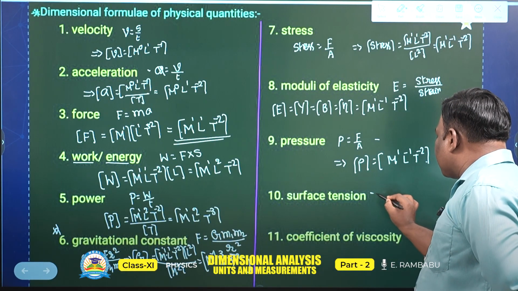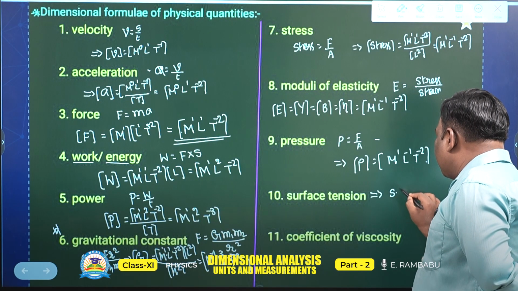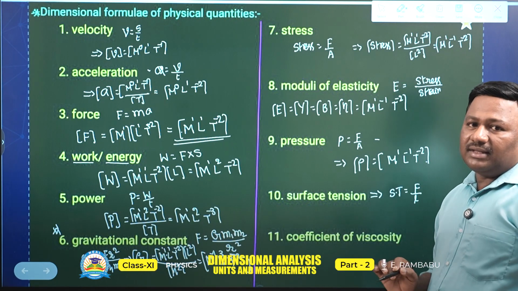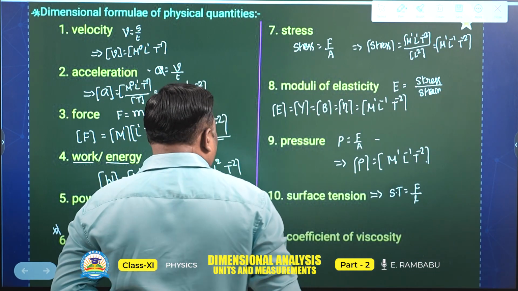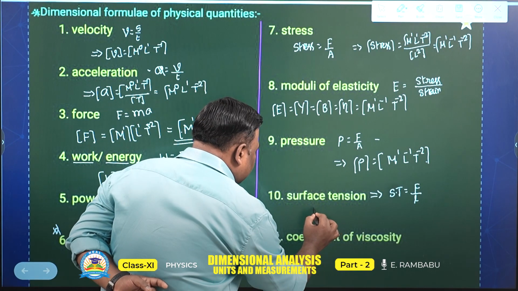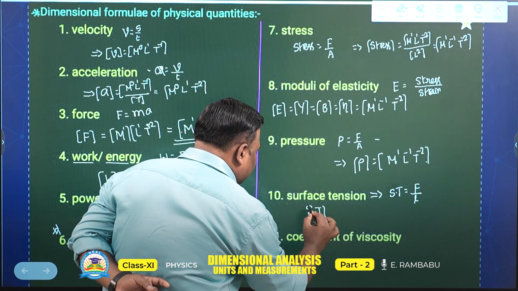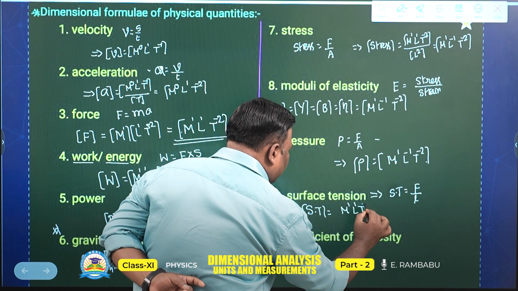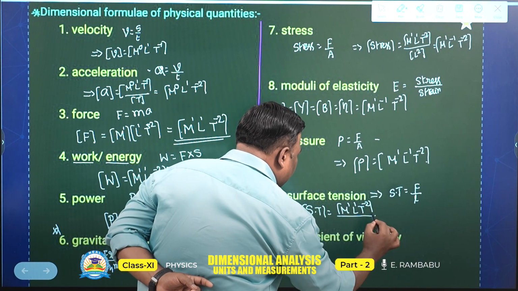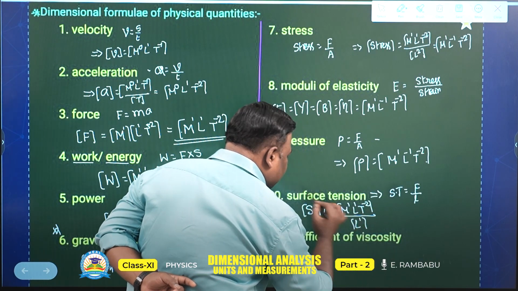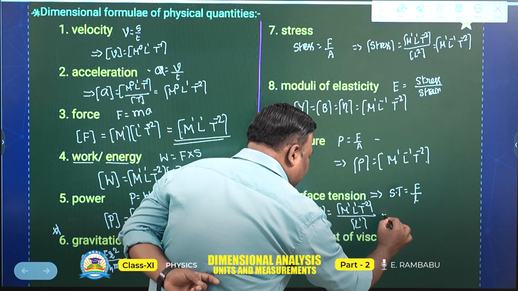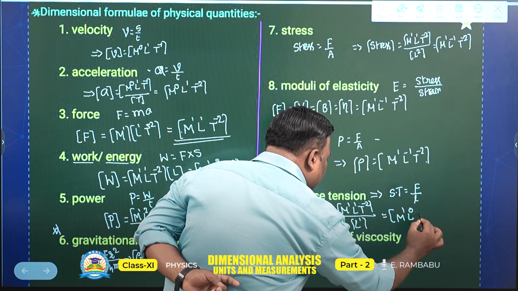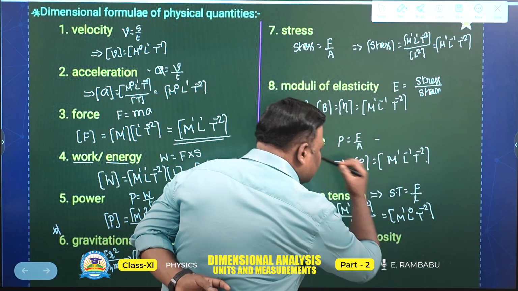And the next one is surface tension. Here surface tension is nothing but force per unit length. Now the dimensional formula of surface tension is taken as M to the power 1 L to the power 1 T to the power minus 2, which is the force dimensional formula, divided by the length dimensional formula, that is L to the power 1. So finally the dimensional formula of surface tension is M to the power 1 L to the power 0 T to the power minus 2.